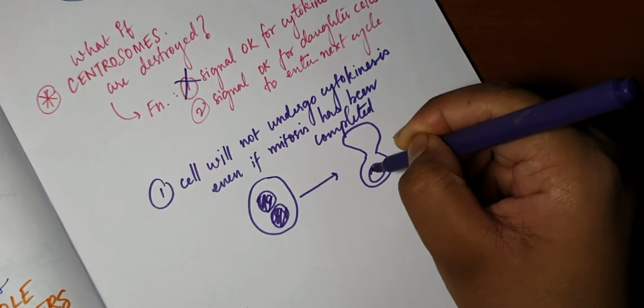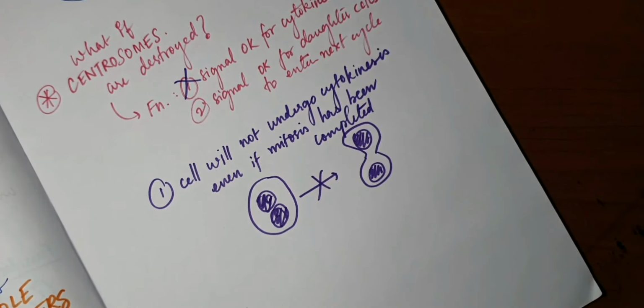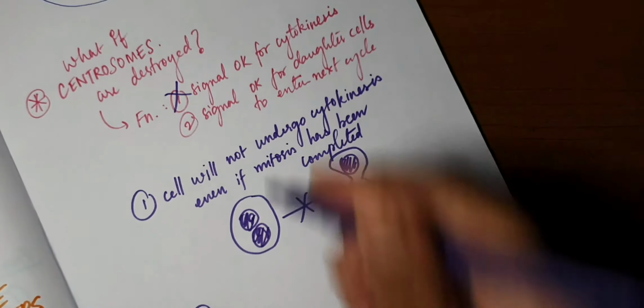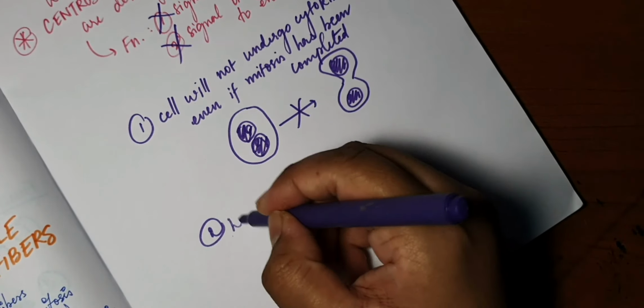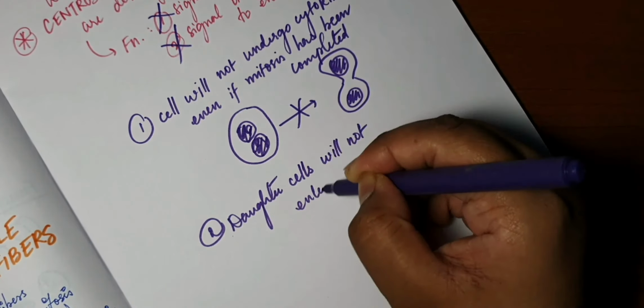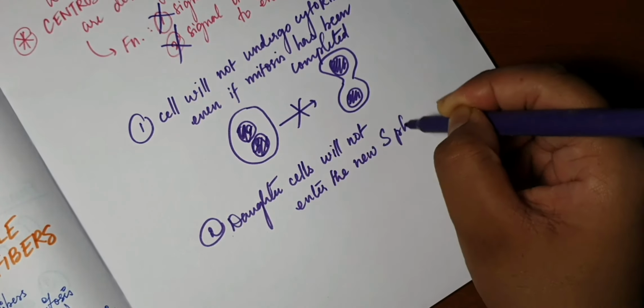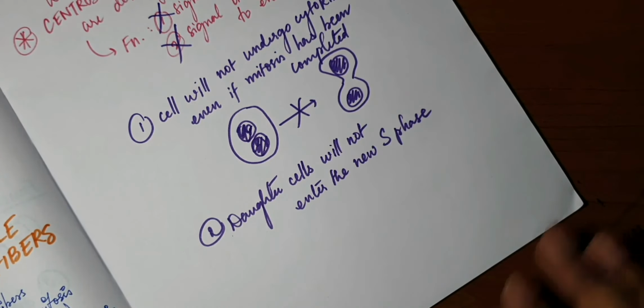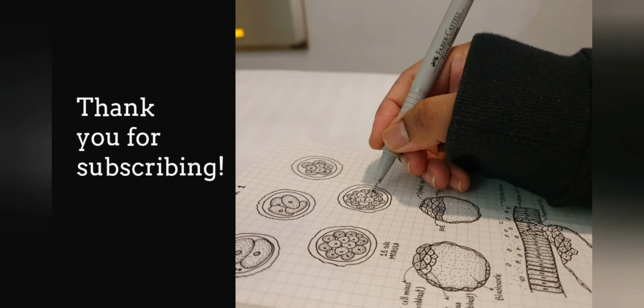The second thing, daughter cells will not enter the new synthesis phase or the new cycle. So even if daughter cells have been formed, they won't move on to the next cell cycle. That is all about microtubules, centrioles, and centrosomes.